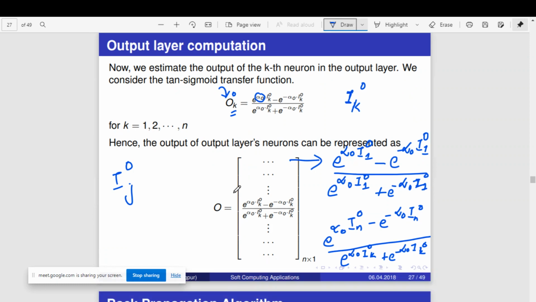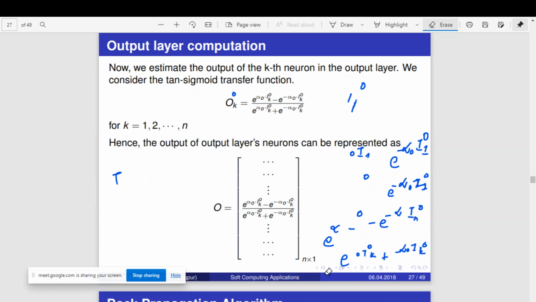And next we have to mathematically represent the output of the output layer. For the output of the output layer, we are using the tan sigmoid transfer function, which is this. Okay, and this is for only the kth neuron of the output layer. Similarly, we have to do it for all the neurons of the output layer, which will again be a vector, with n rows and 1 column.